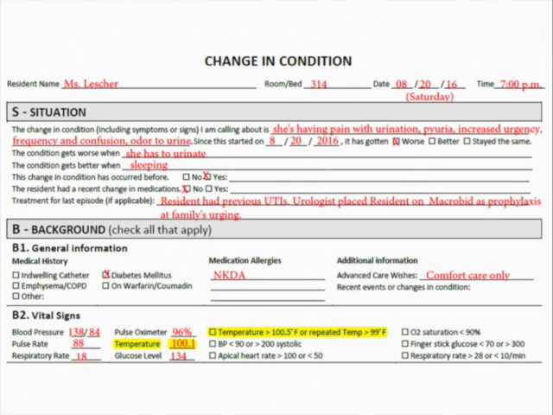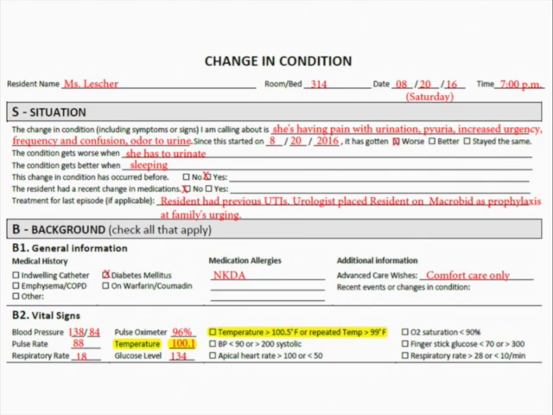Using the OASIS intervention, after identifying her change in condition and assessing Ms. Lesher, the nurse will complete the change in condition form, including current situation and general background information in B1. In section B2, the nurse would document her temperature of 100.1, which is elevated, but it does not fit the parameters given to check the temperature box on the right side of the section.